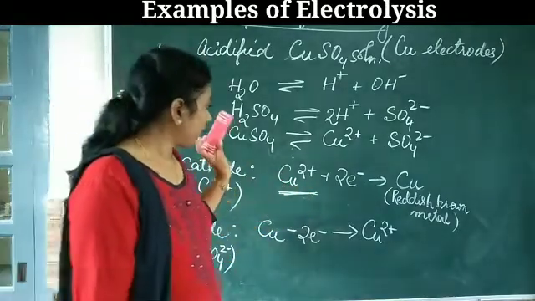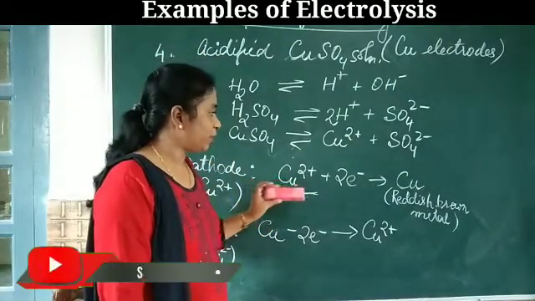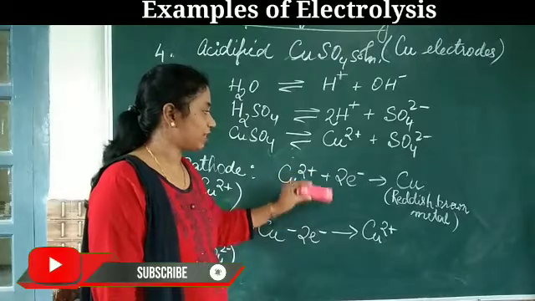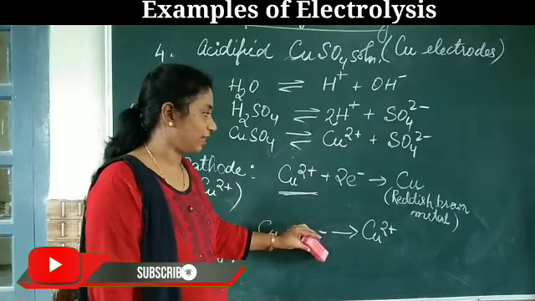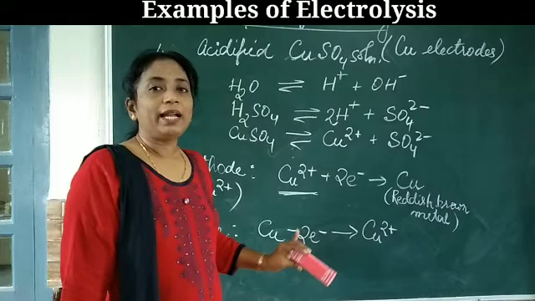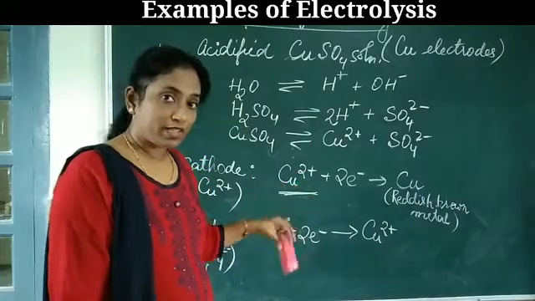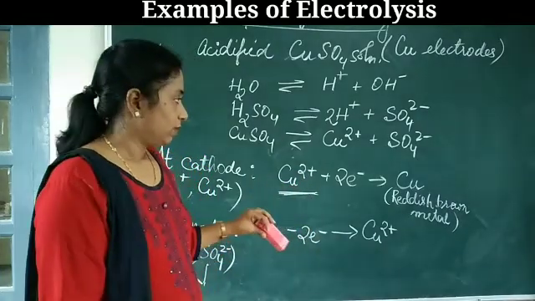Okay? So for every electrolysis example, you must know what is the observation at the cathode, what is the observation at the anode, and the electrode reactions, both.